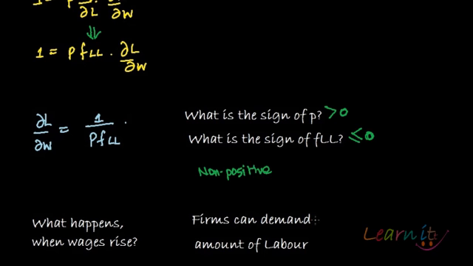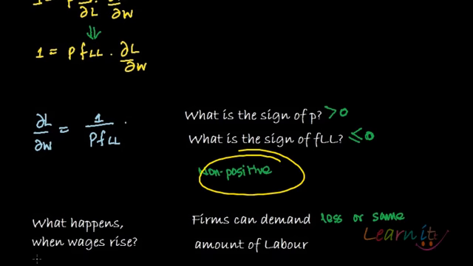So as wages are rising, when wages are increasing, firms can either demand less labor or they can demand the same amount of labor, but not more. So the slope of the demand curve of labor should be non-positive.